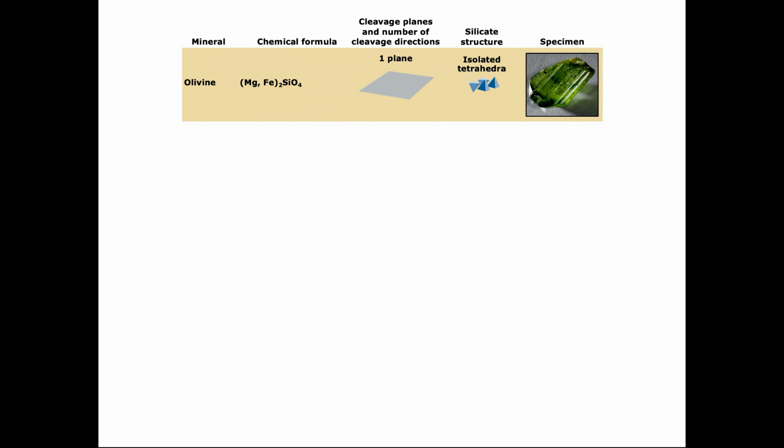Now, starting out with the isolated tetrahedra, we have the mineral olivine. So the basic formula for quartz is SiO2. Here we have substitution of magnesium and iron, as well as the basic silica tetrahedra here. So the SiO4 is present here. It's going to link to other SiO4s with the bridge provided by magnesium and or iron. So isolated tetrahedra join in a very simple way. The cleavage plane, a number of cleavage directions, is limited to 1, and we'll talk about what that means in a few moments.